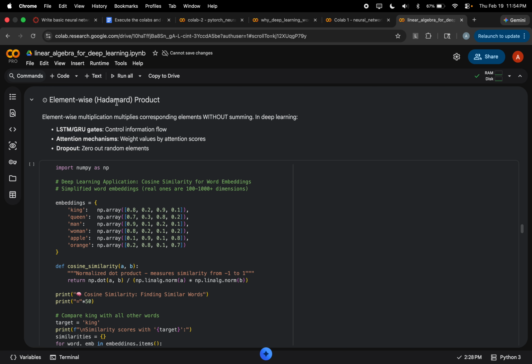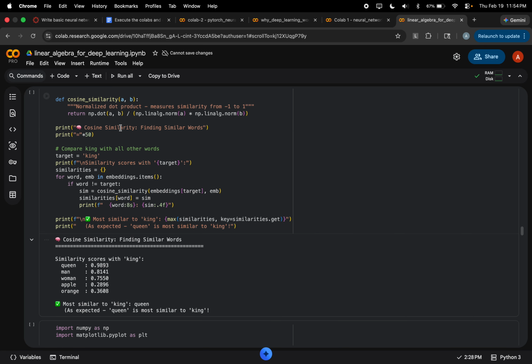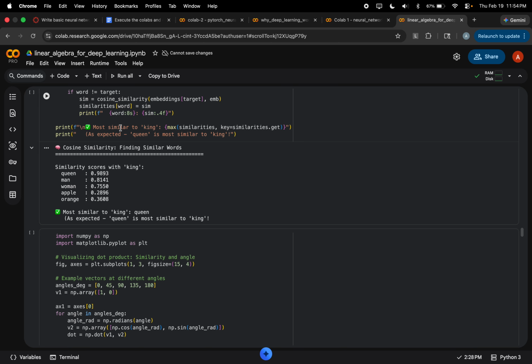So element-wise product, which is also known as the Hadamard product. Element-wise multiplication multiplies corresponding elements without summing. In deep learning, LSTM and GRU gates control information flow, the attention mechanism weights values by attention scores, and also cosine similarity.